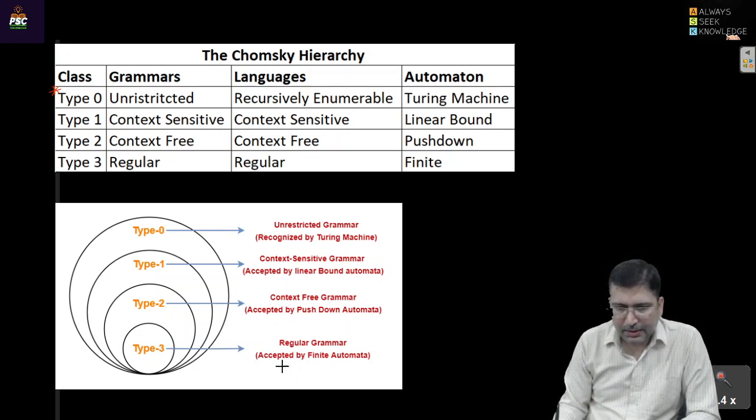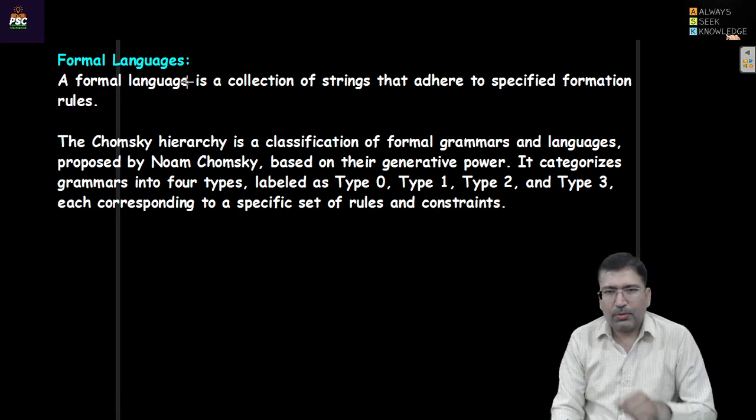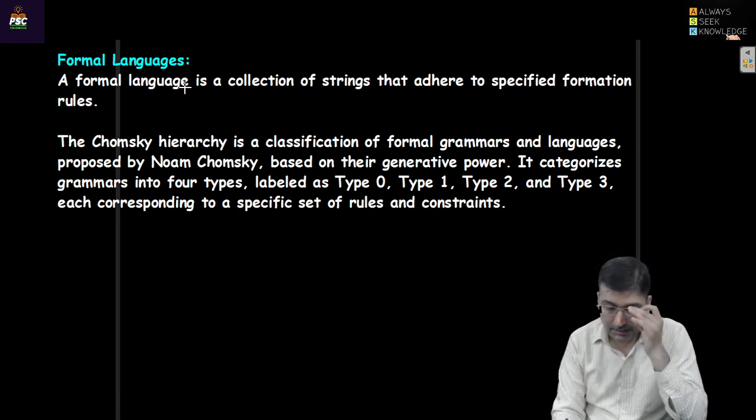Regular grammars are accepted by finite automata. So please do remember, as I have already mentioned here. Context free grammar is accepted by push down automata. Context sensitive languages are accepted by linear bounded automata, and unrestricted grammar or type 0 language is accepted by Turing machine only.